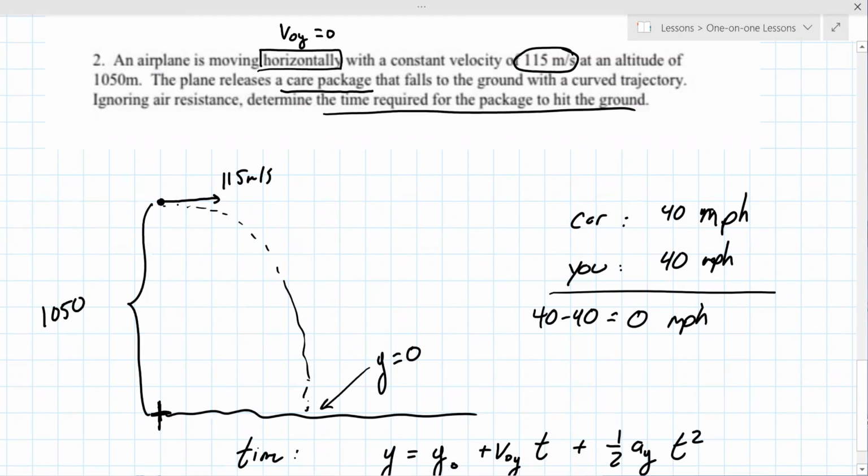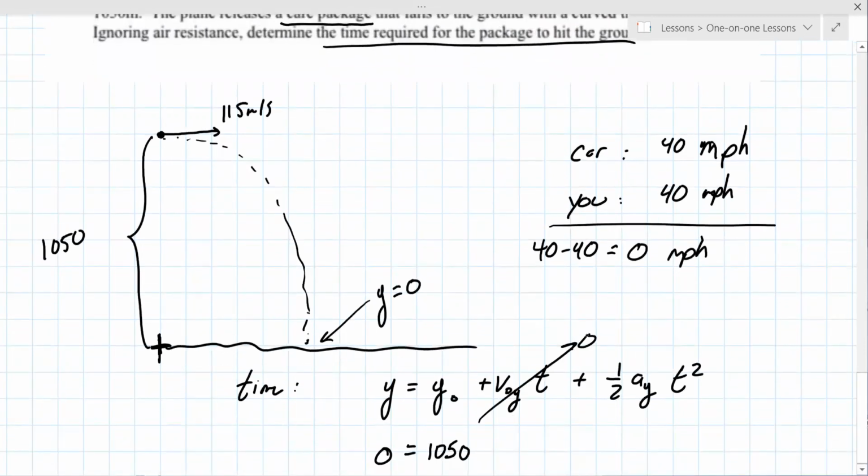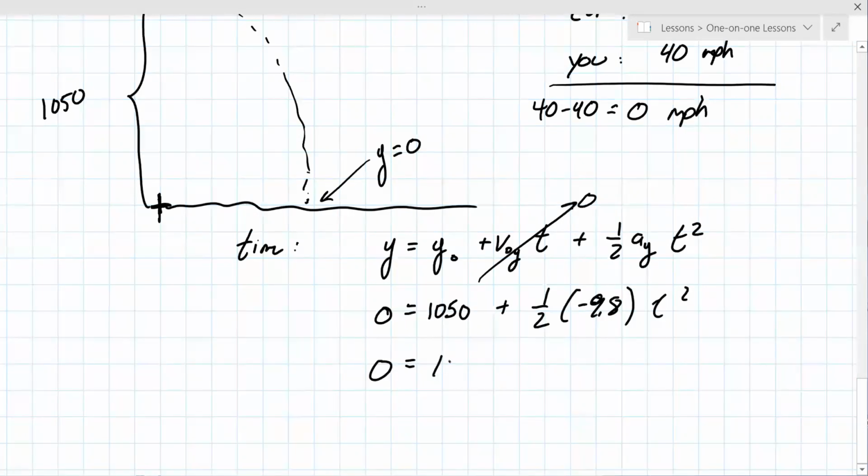So we can just take that velocity term out. What is the acceleration in the y direction? Negative 9.8, right? Yes, and then multiply that by t squared. So you get 0 equals 1050 minus 4.9 t squared. So go ahead and solve this for t. I'll be right back. Sounds good.